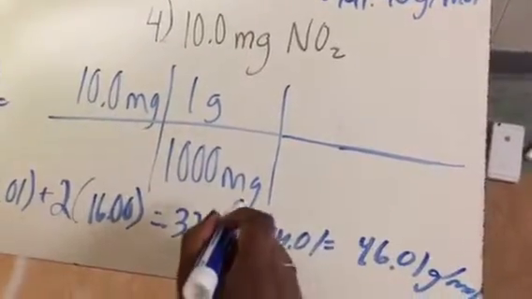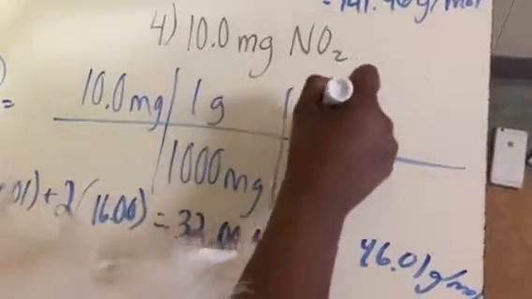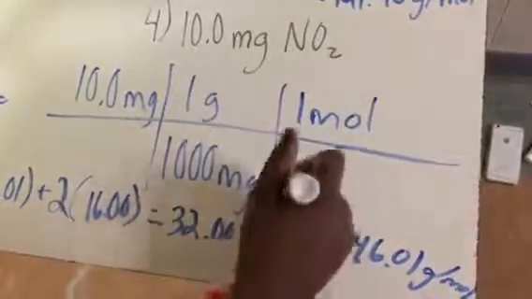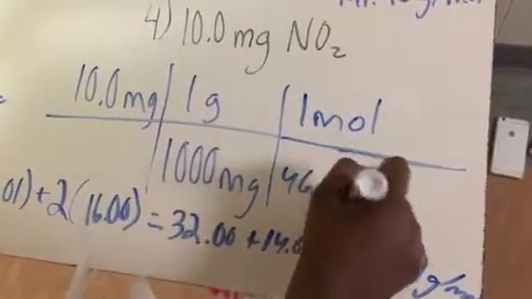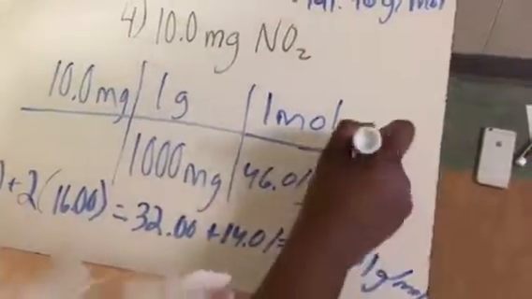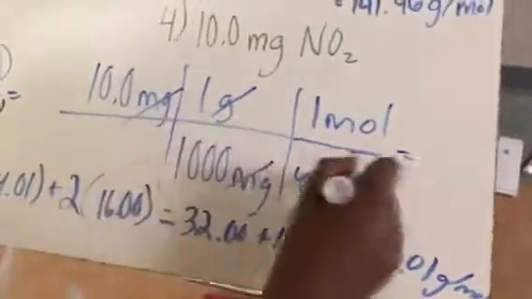Okay, and then I'll put that here. 1 mole up here, 46.01 grams here. And then all our units will cancel and we'll be left with moles.